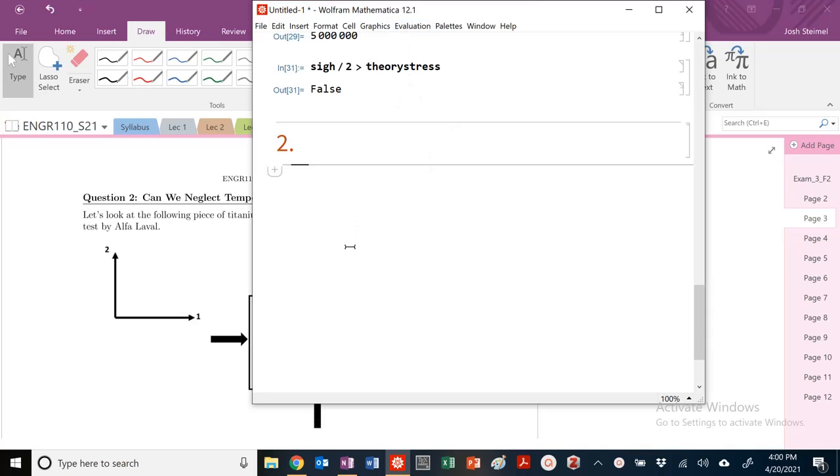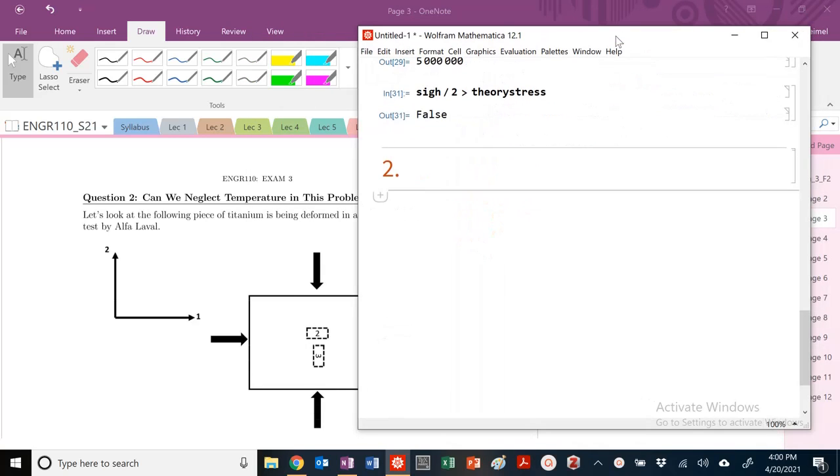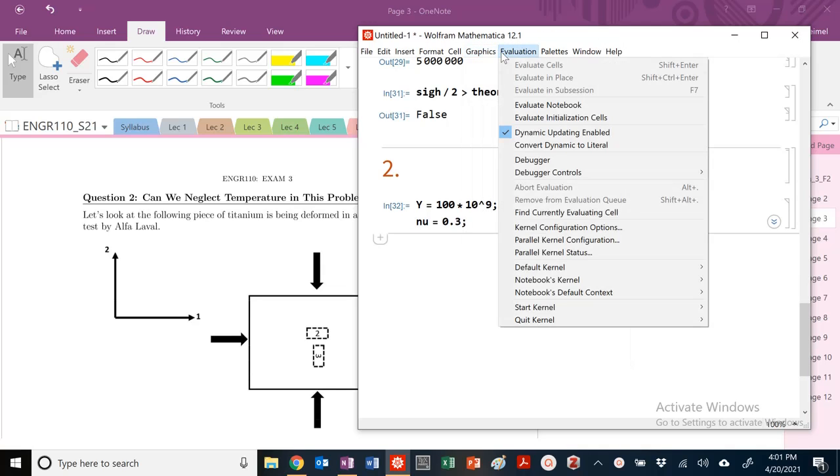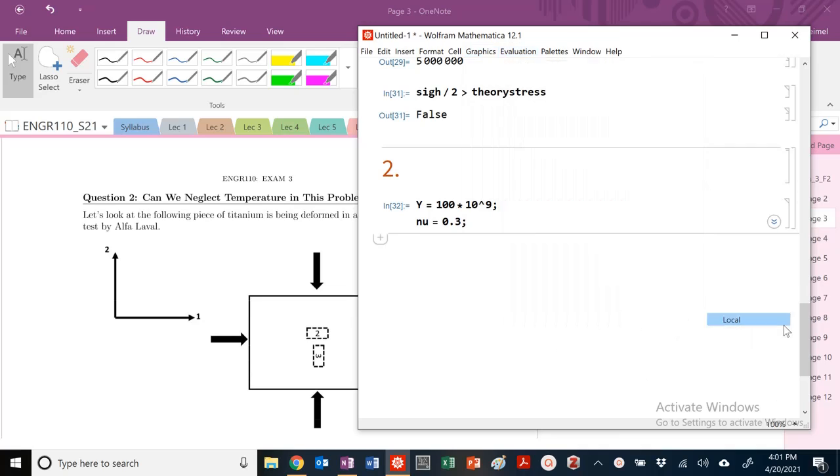I've already quit my kernel and cleared all my variables. So let's say that Y is equal to 100 times 10 to the 9, and that my nu is equal to 0.3. Oops, did I clear that value? Oh, I did not clear. So let's quit our kernel. Always good to double check. Quit our kernel, run our notebook, and now we're good to go.